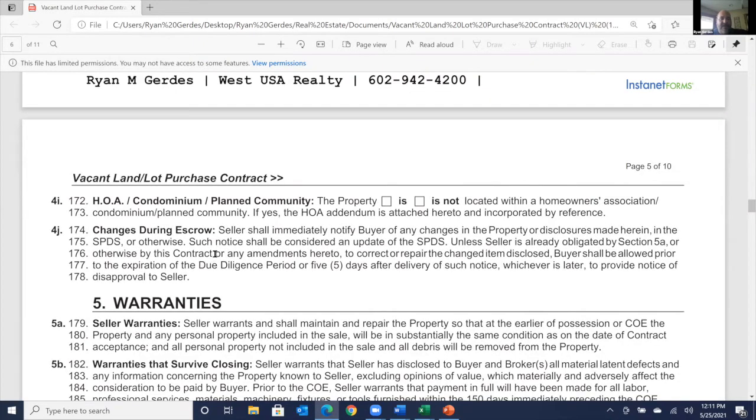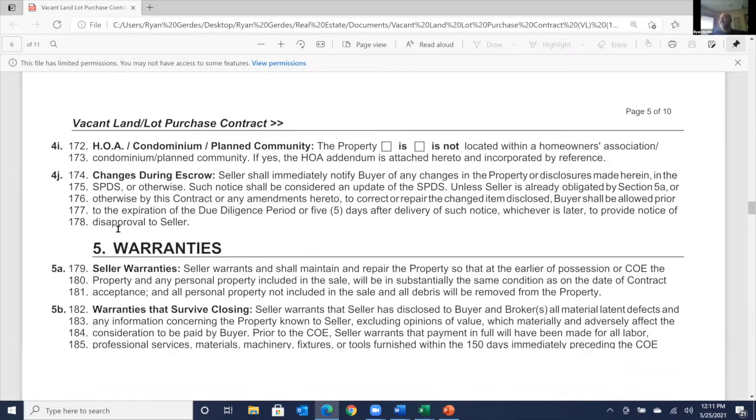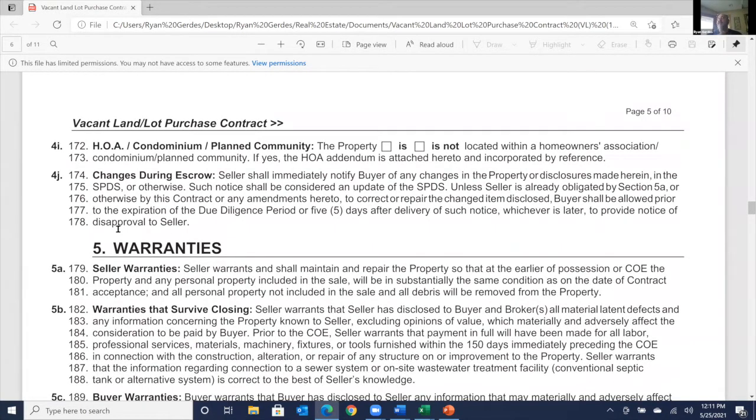HOA. If your land is in an HOA or planned community, then you will need to check this box. If not, you'll check this box. Changes during escrow. If after the due diligence period and after the disclosure period has passed, let's say a big storm comes through and washes out a bunch of very mature trees and carves a bunch of ditches in the land that really affects the property adversely, then that needs to be disclosed.